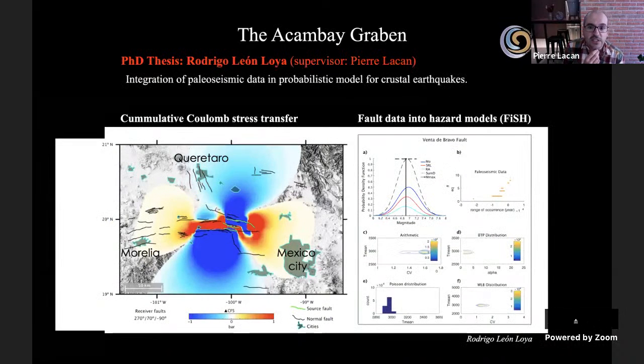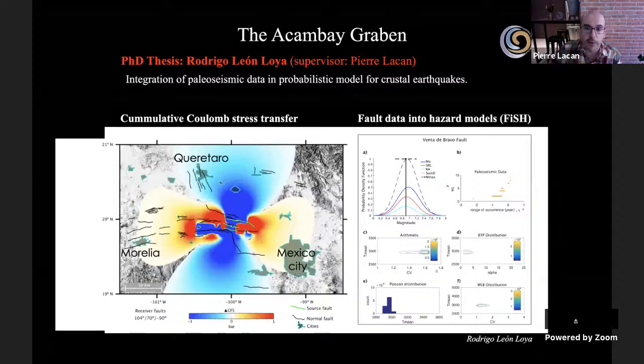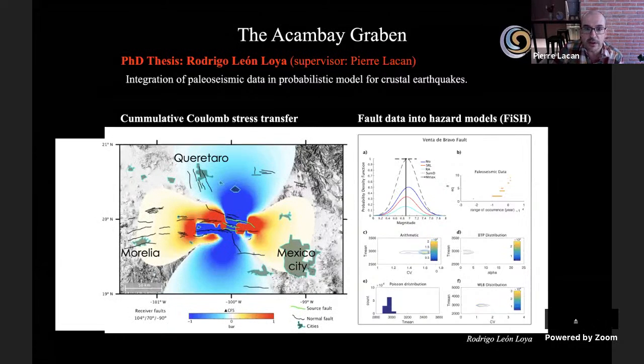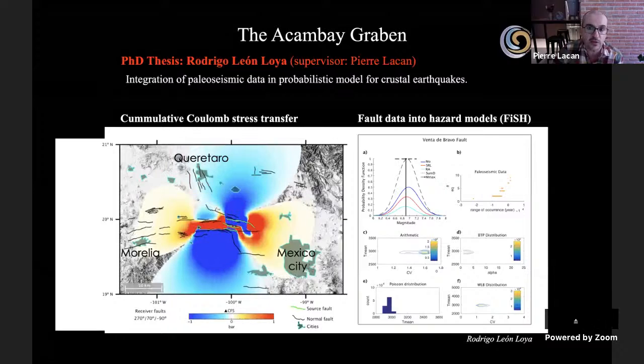Next. So the integration of this data in a probabilistic model is part of the objective of the PhD thesis of Rodrigo Leon. Rodrigo is studying the Coulomb stress transfer based on different rupture scenarios estimated from paleoseismic observation. And in parallel, he is interpreting paleoseismic data in the FISH program in order to estimate the different parameters to constrain the seismic hazard related to these faults.